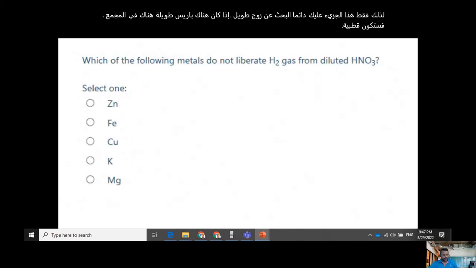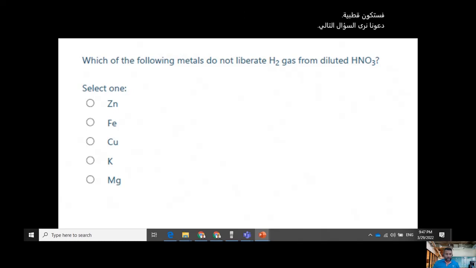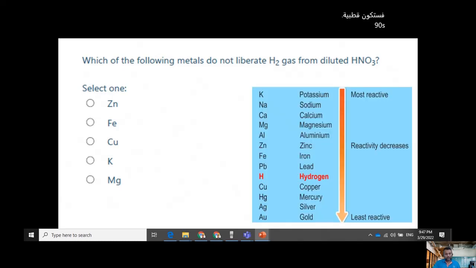Let's see the next question. Which of the following metals do not liberate hydrogen? For that, you should know the reactivity series of metals.